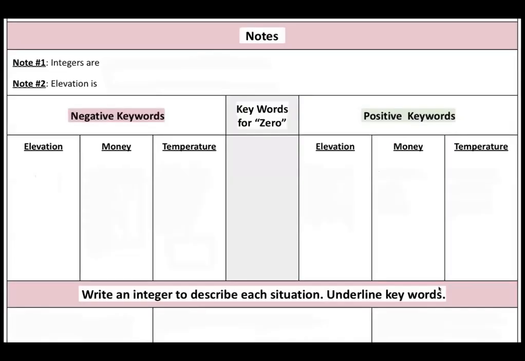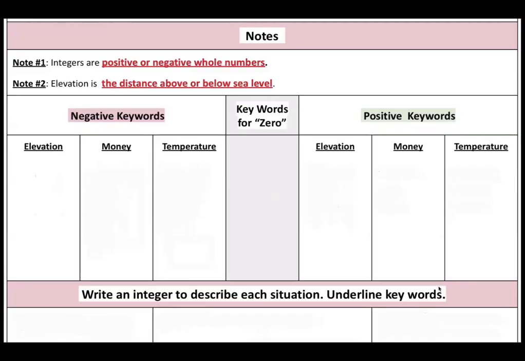So let's get started with some notes. Our first note today, and make sure you're writing with me: integers are positive or negative whole numbers. So 6, -8, 12, those are all integers. Now, elevation is the distance above or below sea level. So if you're scuba diving, you are below sea level.